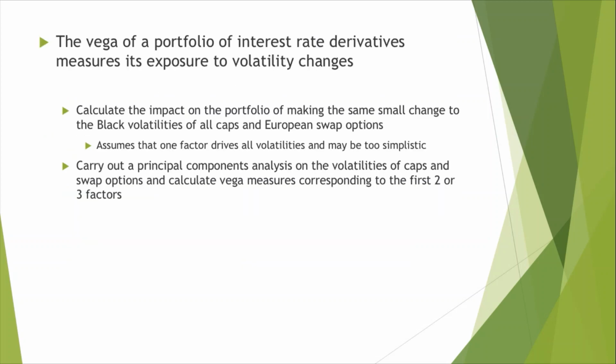Now, the vega of a portfolio of interest rate derivatives measures its exposure to volatility changes. In order to calculate this vega, one approach is to calculate the impact on the portfolio of making the same small change to the Black volatilities of all caps and European swap options. This, of course, assumes that one factor drives all volatilities and may be too simplistic. So a better idea is to carry out a principal component analysis on the volatilities of caps and swap options and calculate the vega measures corresponding to the first 2 or 3 factors.